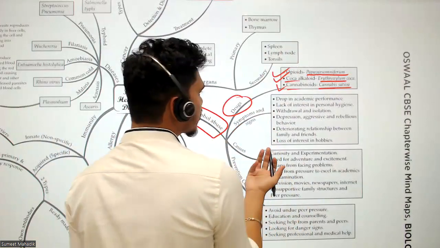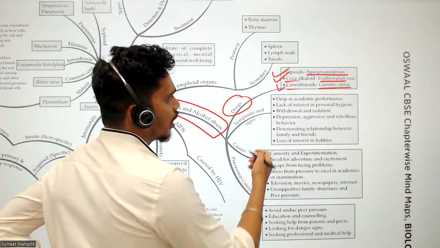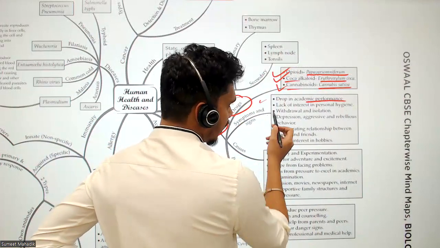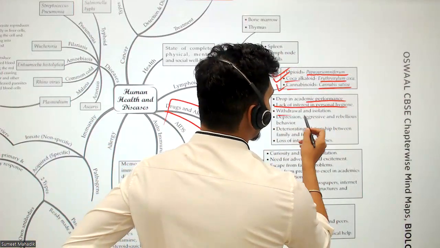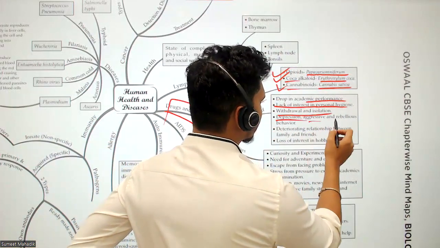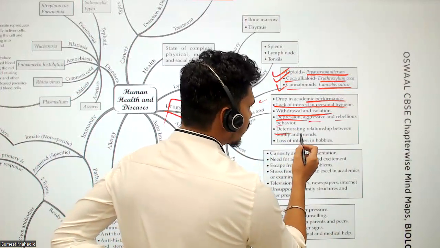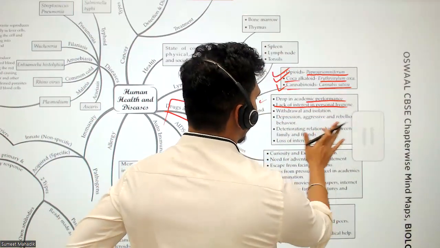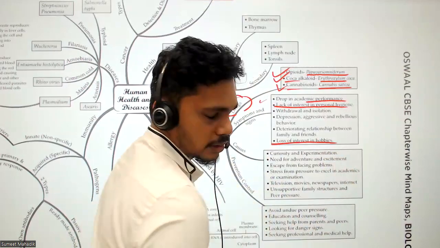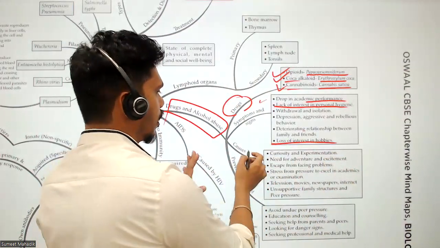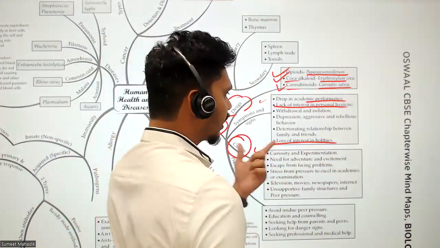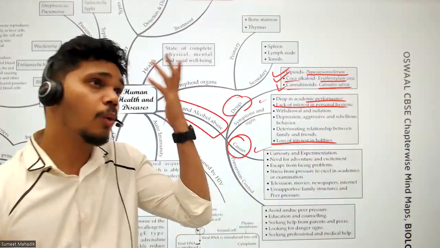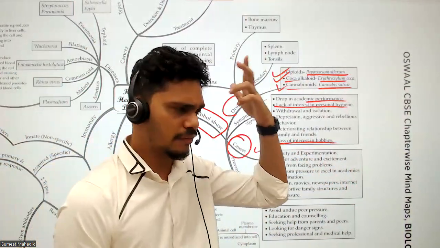Then symptoms and signs. How do you understand that overdrug use is there? Drop in academic performance, lack of interest in personal hygiene, withdrawal and isolation, depression, aggression, rebellious behavior, deteriorating relationships with family and friends, loss of interest in hobbies. So almost the person becomes isolated. Causes: curiosity and experimentation, right?